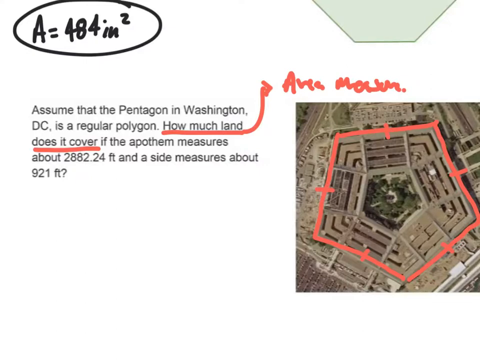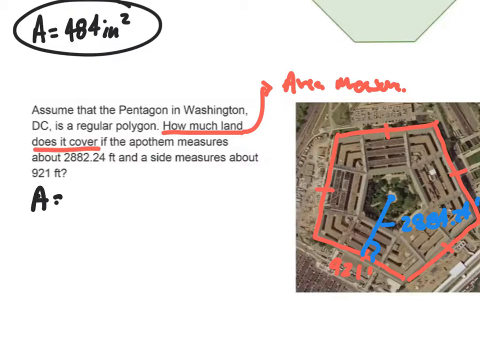And what we want to do is say the apothem measures about 2,882.24 feet. So what I know is that if I find the very center of this pentagon and draw a line to the side that is perpendicular, this length here is 2,882.24 feet. I also know the side length is 921 feet, okay? So because I know what those are, I already kind of know what I've got.